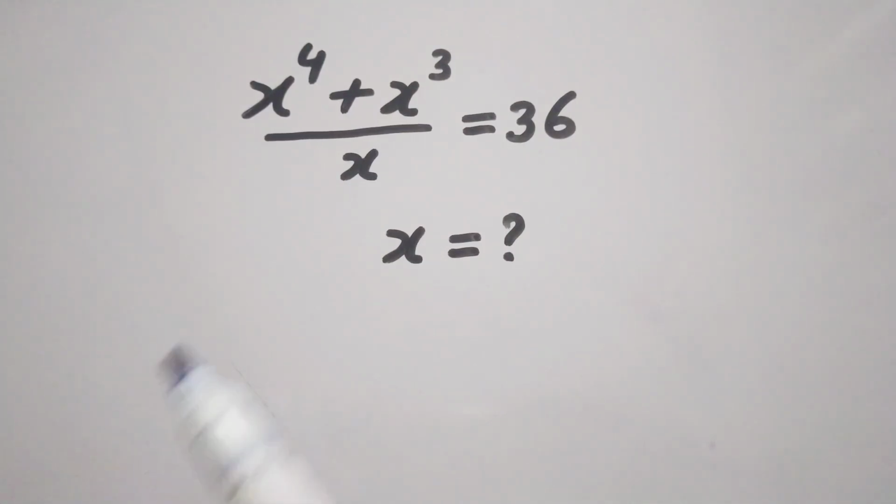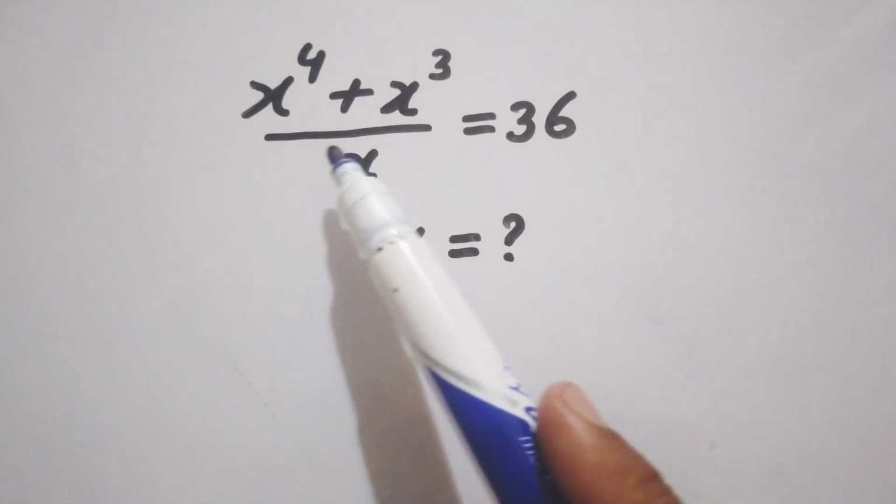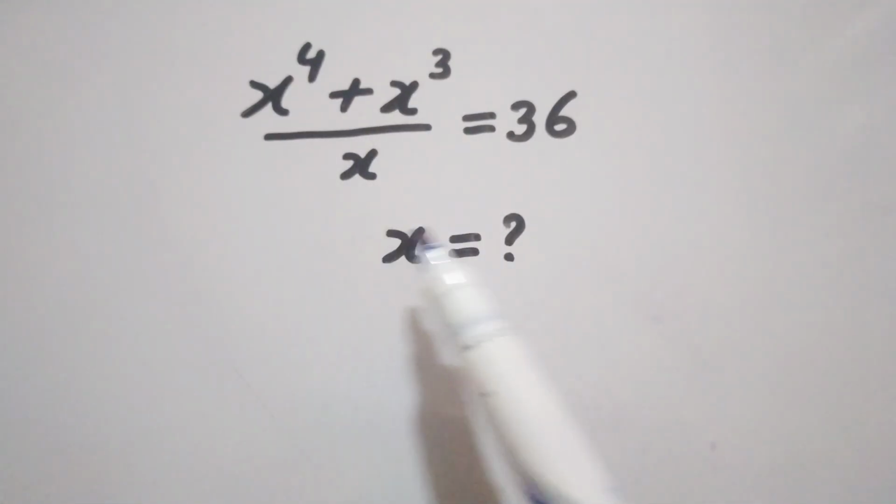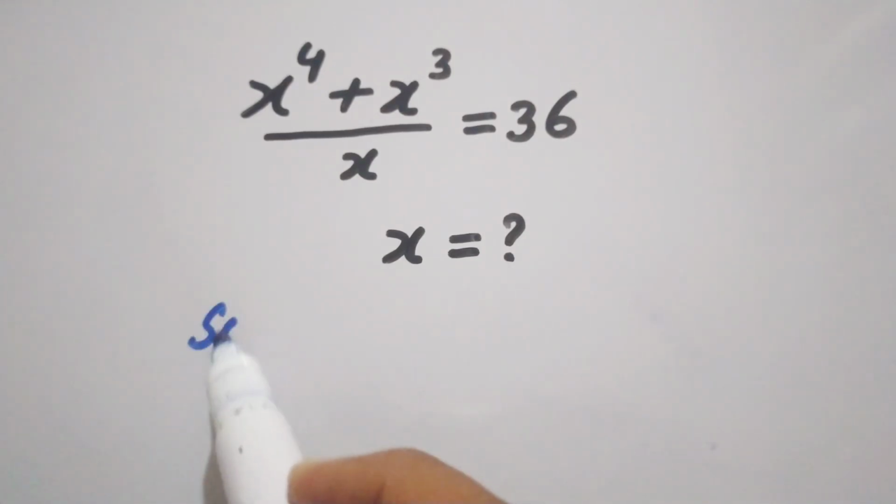Today we will solve this very nice algebra problem. x power 4 plus x cube divided by x is equal to 36, and we are interested to find the value of x. Let's come to the solution.